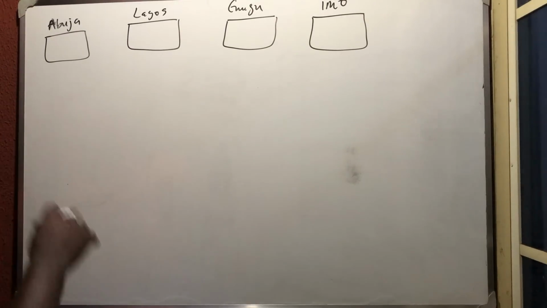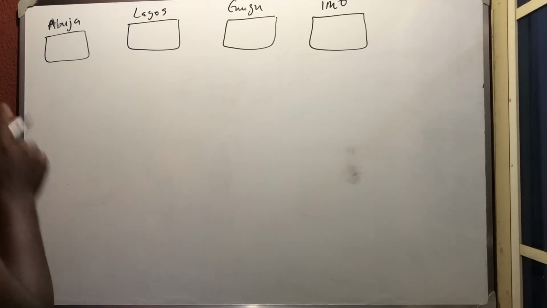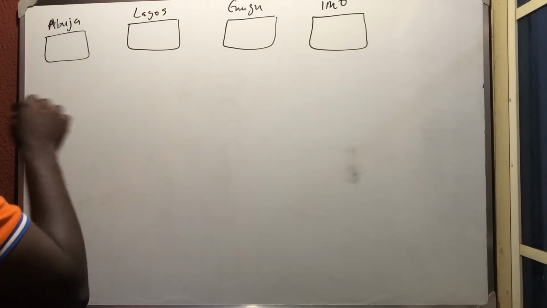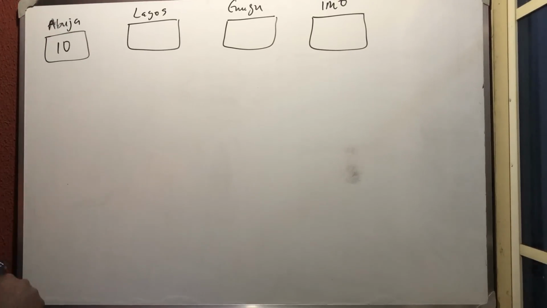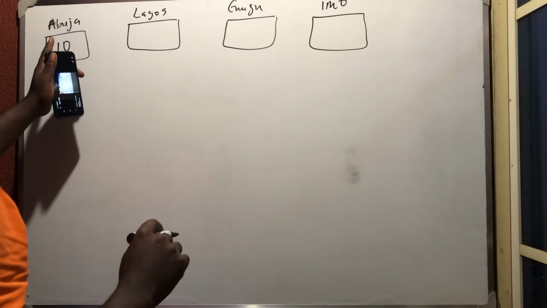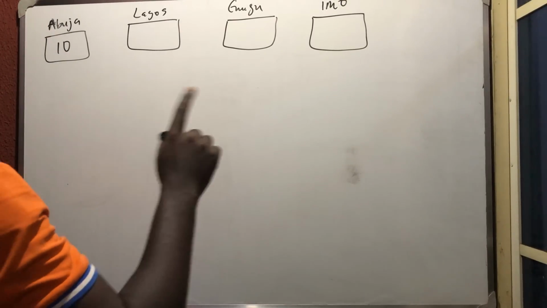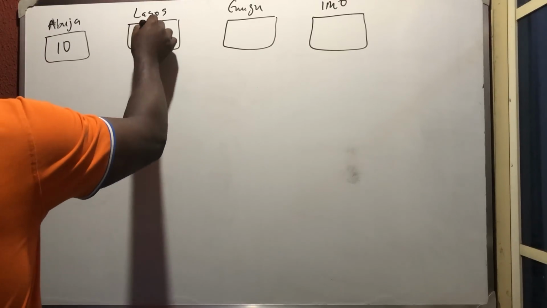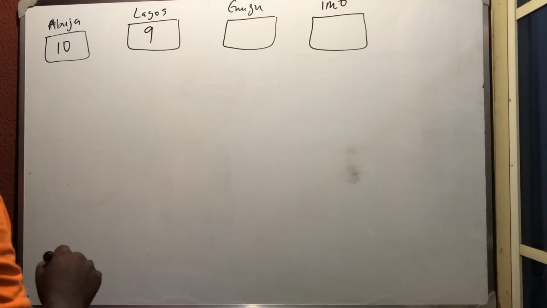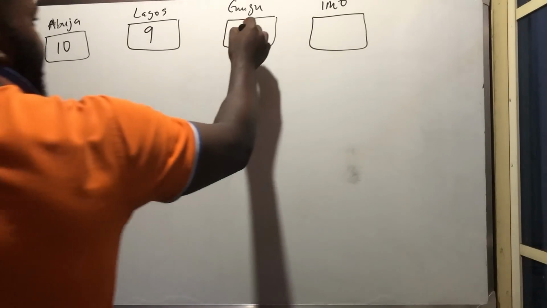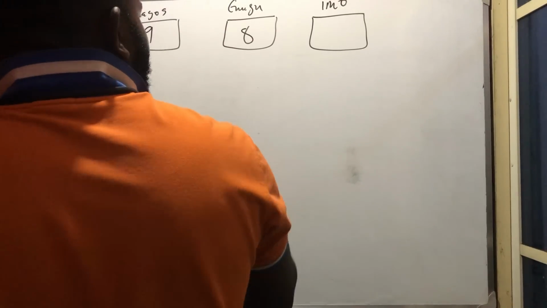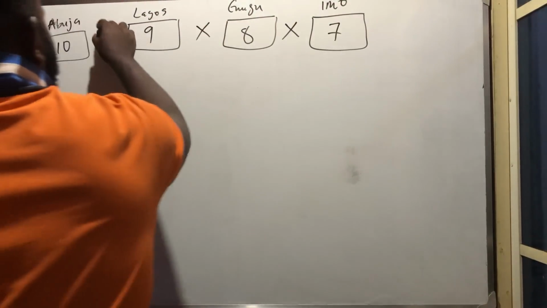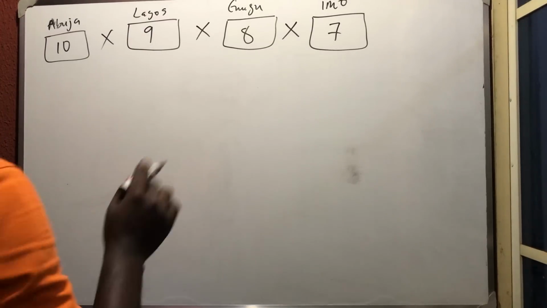out of 10 people that are to be selected here, to select one single person that will go to Abuja, I can select out of the 10 of them. Now, once I've selected one person, one person is already gone, so I'm left with 9 people to select from for the second. Then another person is gone, I'm left with 8 people. Another one is gone, I'm left with 7 people. So this is my answer.